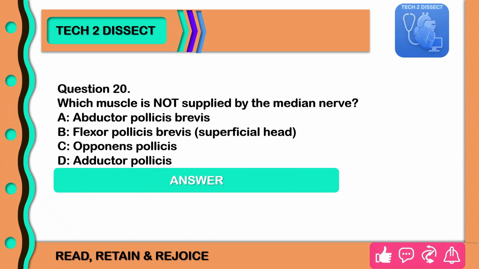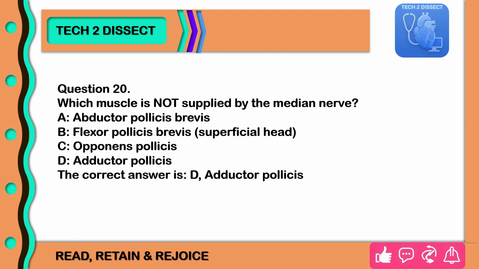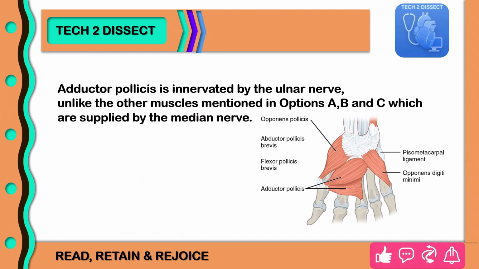Question 20. Which muscle is not supplied by the median nerve? A. Abductor pollicis brevis. B. Flexor pollicis brevis, superficial head. C. Opponens pollicis. D. Adductor pollicis. The correct answer is D. Adductor pollicis. Adductor pollicis is innervated by the ulnar nerve, unlike the other muscles mentioned in options A, B, and C, which are supplied by the median nerve.